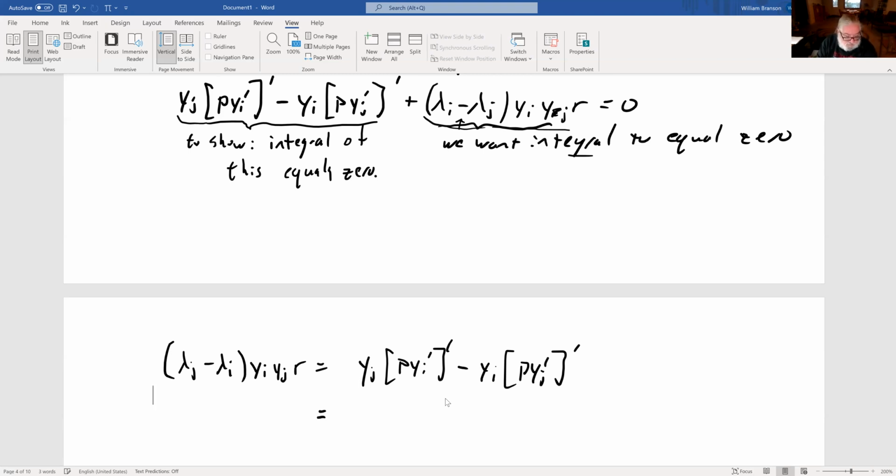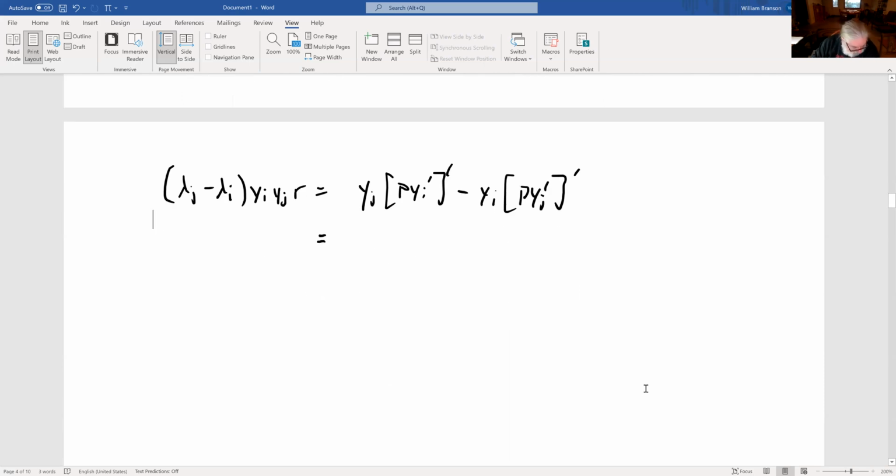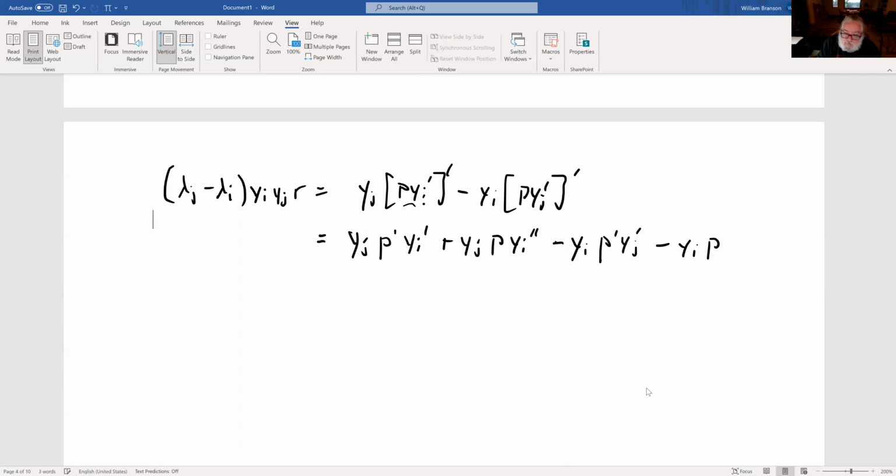And what we want to do is to deal with the right side a little bit. So what can I do with this? I can differentiate it all out, and it becomes yj p prime yi prime plus yj p yi double prime. So this is a product rule. You get derivative first times the second plus second times the derivative first. All of it's multiplied by the yj. And then we also get yi p prime yj prime minus yi p yj double prime. Excellent.